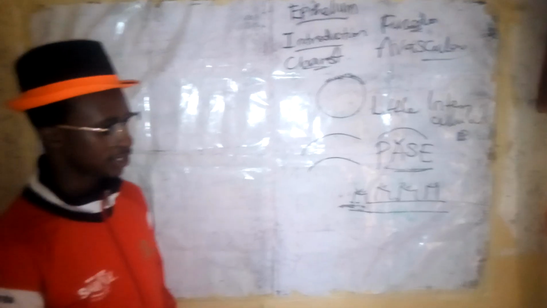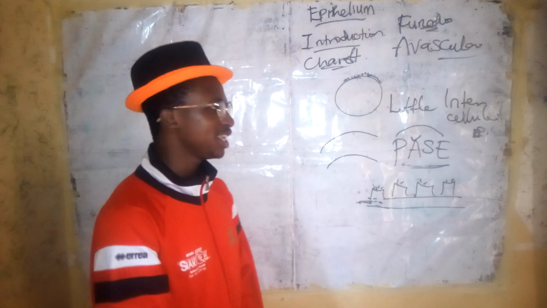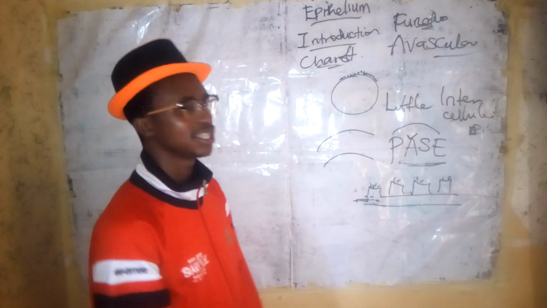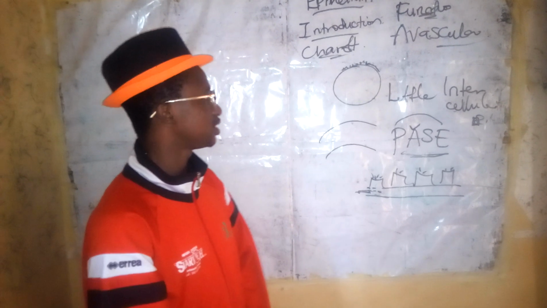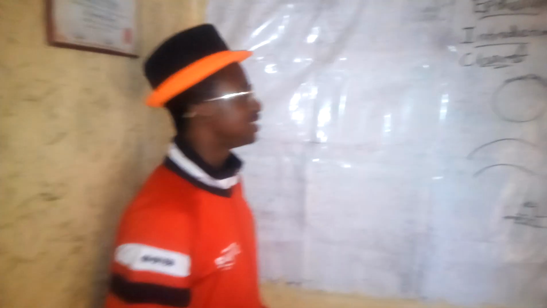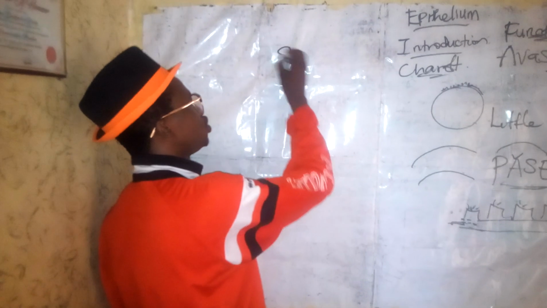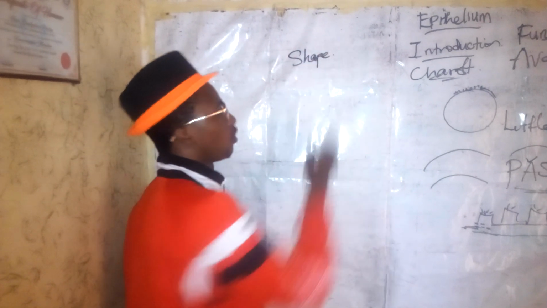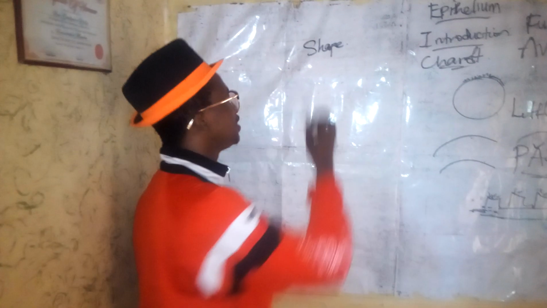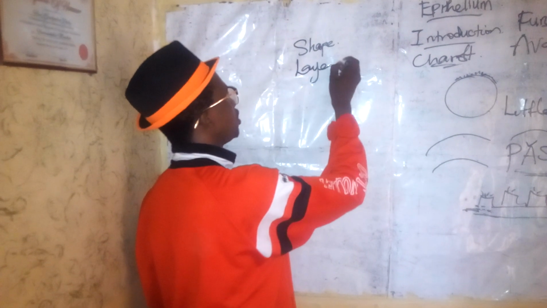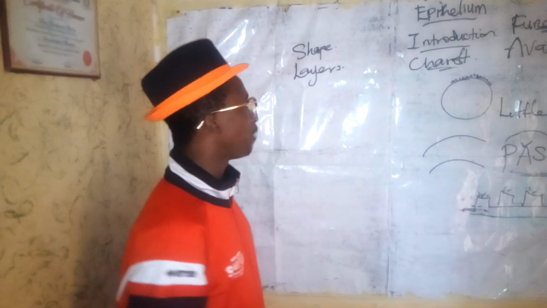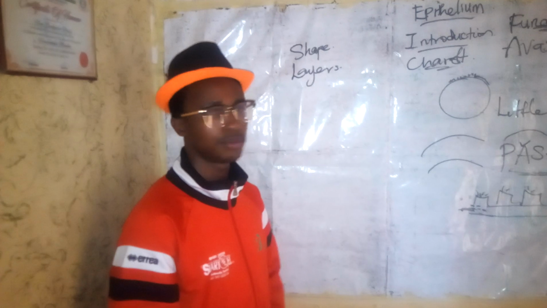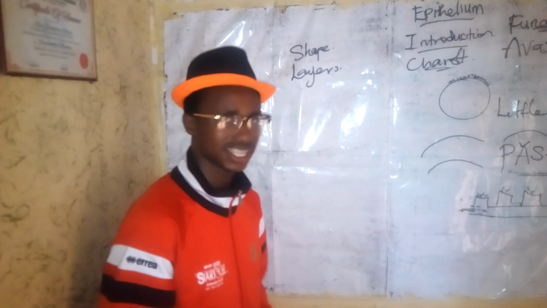After looking at the function of epithelium, the next aspect we need to talk about is what we refer to as the classification of epithelium. You need to know the classification of epithelium. Now let's go over to this way. Epithelium can be classified depending on 1, the shape of the epithelium, and 2, the layers of the epithelium. So what is the basis for classifying epithelium? Number 1, depending on the shape of the epithelium, and number 2, depending on the layers of the epithelium.